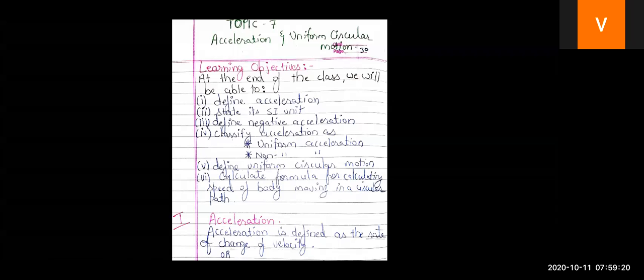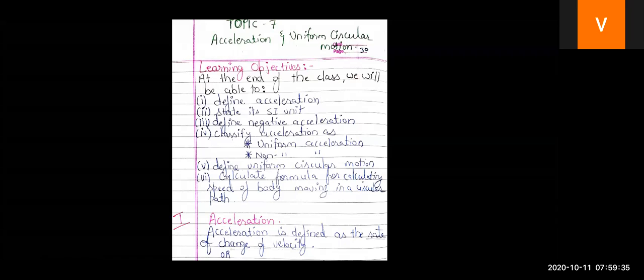Good morning, children. This is ninth Physics, Chapter 8, Motion. Topic 7, Acceleration and Uniform Circular Motion. So let's go with the learning objective first, children.